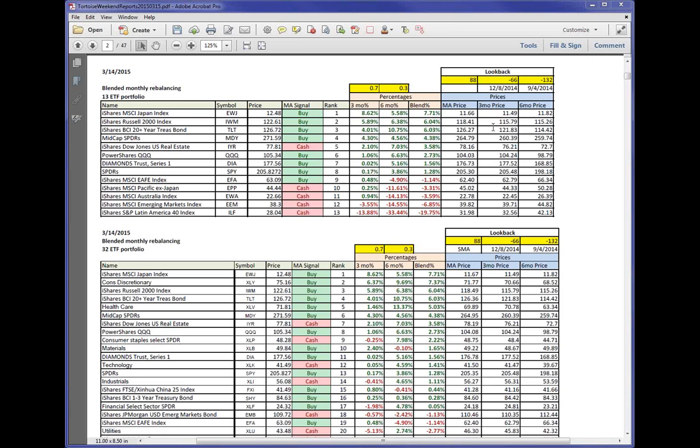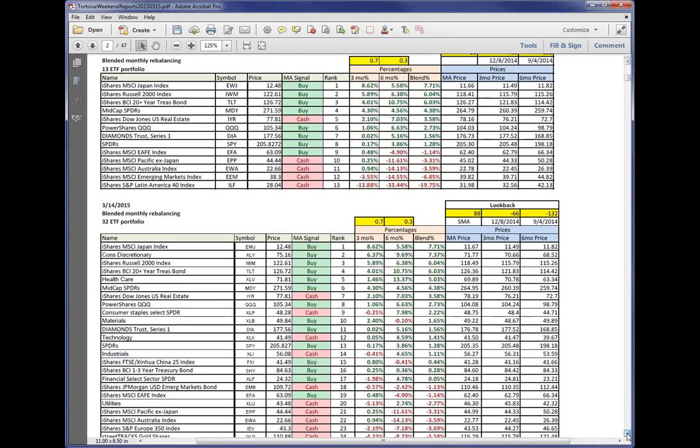Okay, now we're looking at the ETF 13 and ETF 32 portfolios using the blended monthly rebalancing lens. We're up to about 50-50 on the cash versus buy. You can see that Japan, small caps, and treasuries are at the top. Consumer discretionary is still holding up relatively well, but a lot more weakness is entering the market.